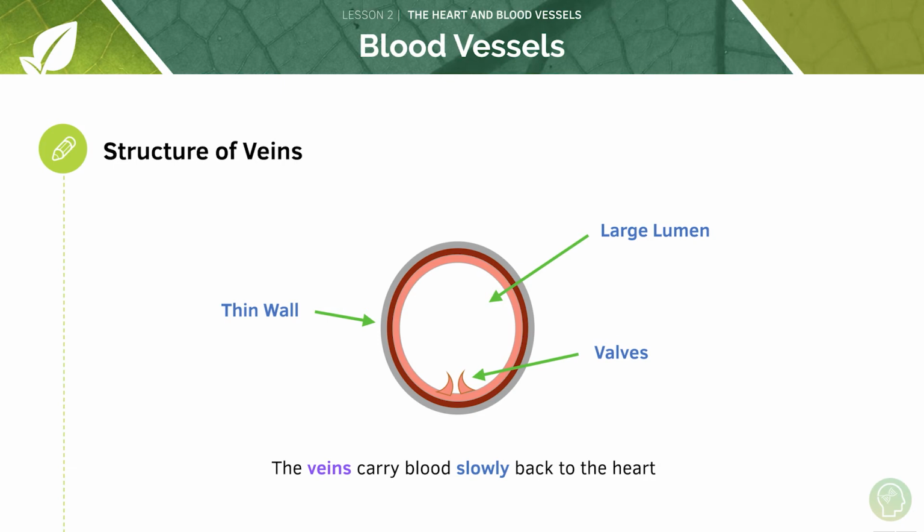Veins, on the other hand, carry blood slowly back to the heart, and they require valves because the blood is travelling slowly, so we need to prevent backflow of blood. The veins have very thin walls and large lumens.